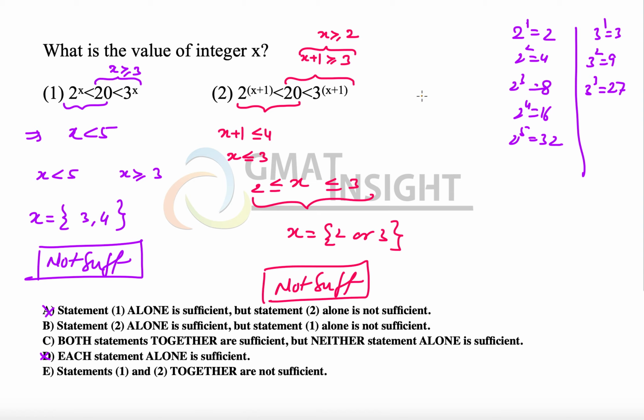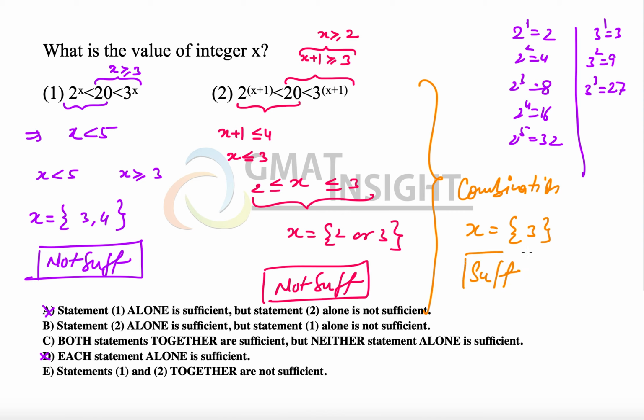Now comes the situation of combining the two statements, and now combination of the statements is quite easy for us to see. We see that the first statement says x has to be either 3 or 4, second says x is either 2 or 3. So x can only be 3 because that's the only value that satisfies both the conditions. So even after combining the two statements, now we have a unique value of x, sufficient. So the answer to the question becomes option C.